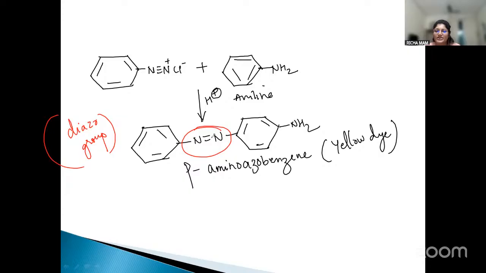So there are two reactions. One is the formation of para-hydroxyazobenzene, the orange dye, where we react benzene diazonium chloride with phenol. And the other is where we react benzene diazonium salt with aniline. So these are the different reactions.